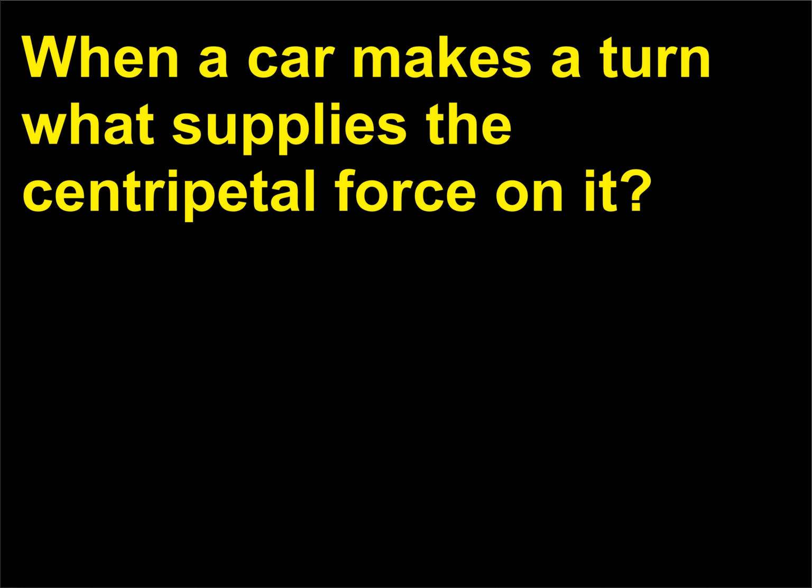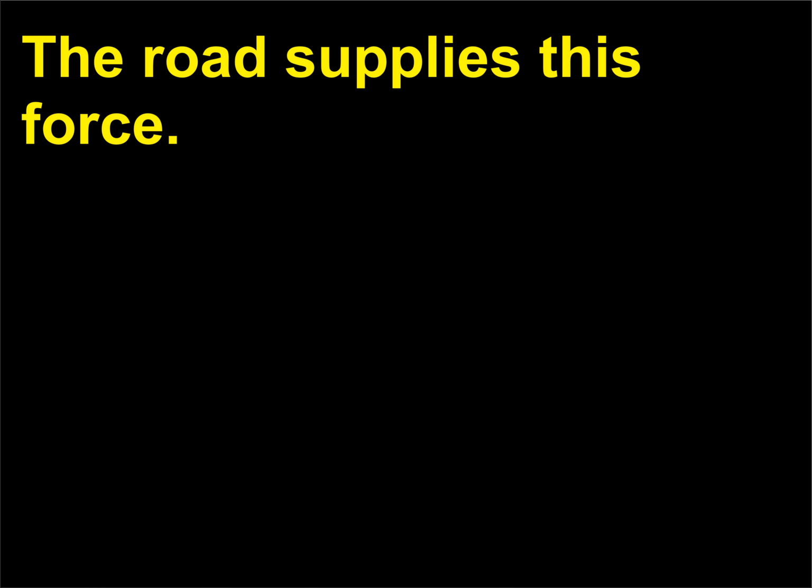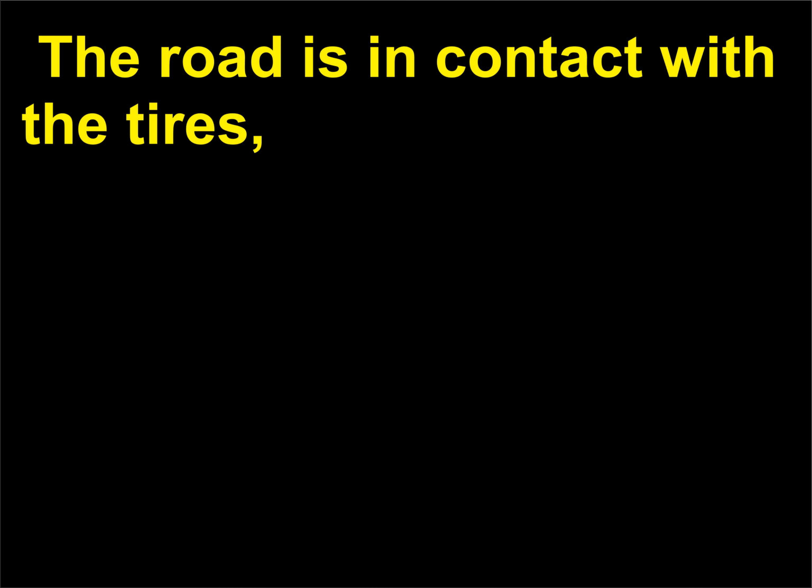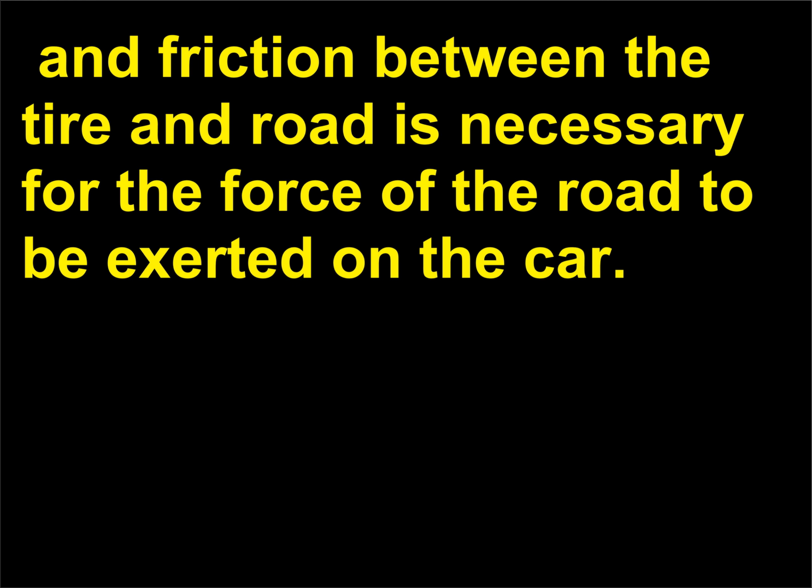When a car makes a turn, what supplies the centripetal force on it? The road supplies this force. The road is in contact with the tires, and friction between the tire and road is necessary for the force of the road to be exerted on the car.